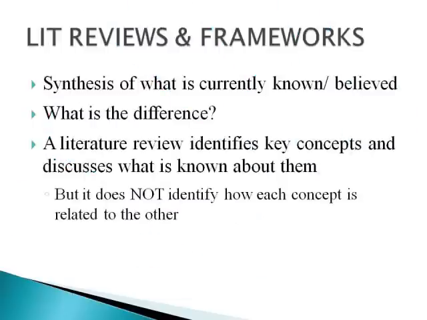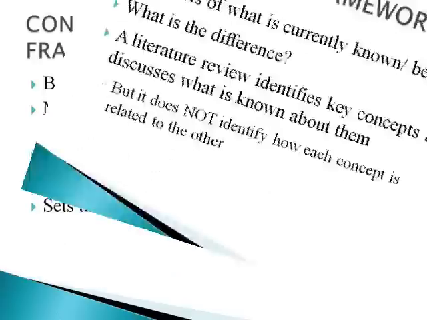Literature reviews and frameworks are a synthesis of what is currently known or believed about a topic, or the research question or the problem. They are often separated into a conceptual or theoretical framework and a literature review. So what's the difference between the two? A literature review identifies the key concepts and discusses what is known about them, but it doesn't necessarily talk about how each concept is related to each other or how they affect each other.